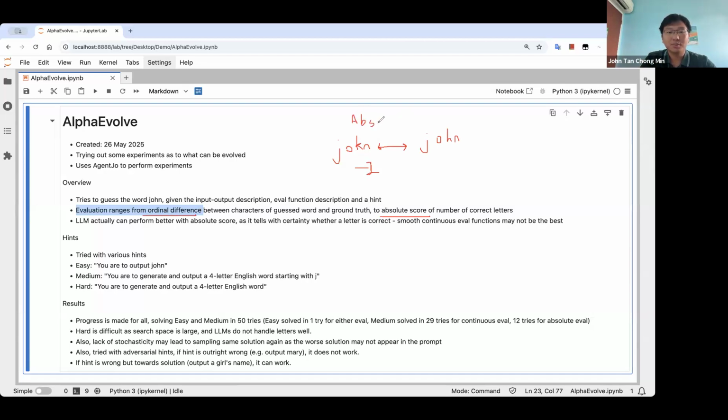So I just want to see, based on different evaluation functions, one is the absolute evaluation function, and the other is the relative evaluation function, how good will the evolution be? And to my surprise... You guess which one would be better for evolution? Relative score, which tells you the relative difference in terms of the letters in between, or the absolute number of correct letters? Anyone?